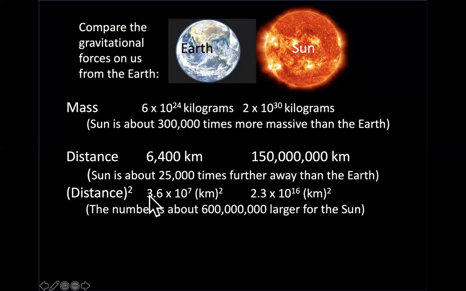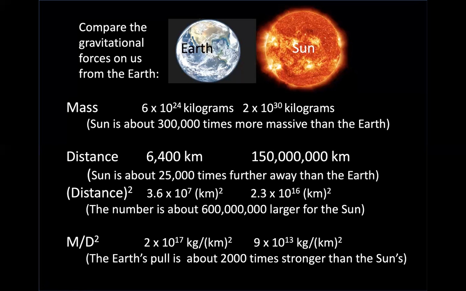6,400 times 6,400 gives you 3.6 times 10 to the 7 kilometers squared. 150 million times 150 million gives you 2.3 times 10 to the 16 kilometers squared. This number is 600 million times bigger than this number. So the distance factor for the sun is 600 million times bigger than the one for the Earth. And that's important because it's the ratio of these two numbers that determines the force.